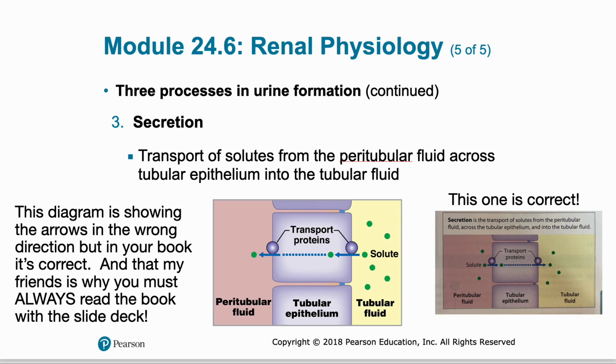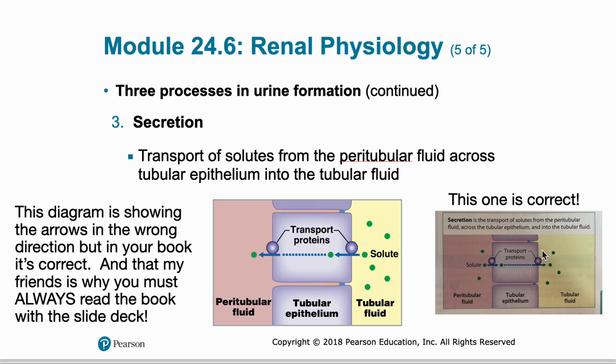And then the third process is that there are also going to be things that we didn't filter out, but we want to get rid of. And so we're going to use secretion as a way to do that. So we can take things out of the blood of the peritubular capillary network, and we can move them across the cells that line the nephron, and then those cells can secrete those solutes into the ducts or the tubes of the nephron so we can get rid of them.